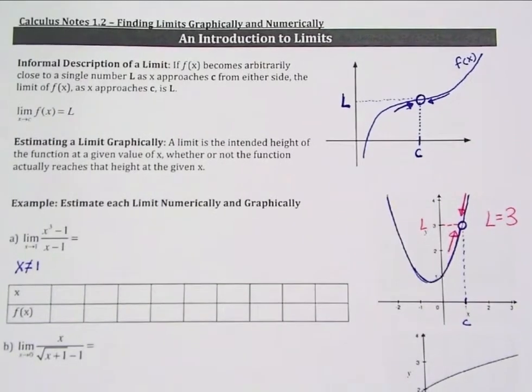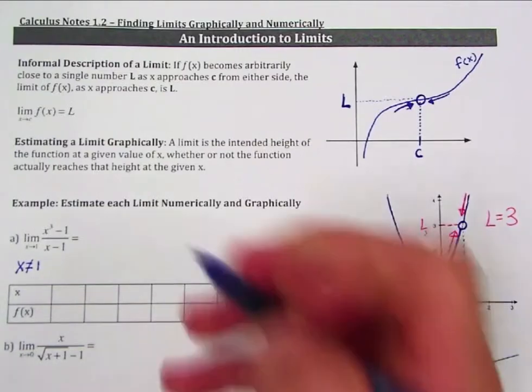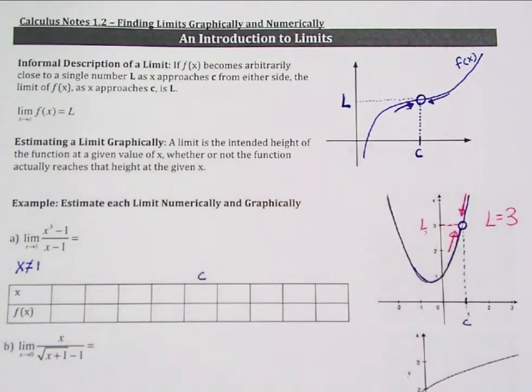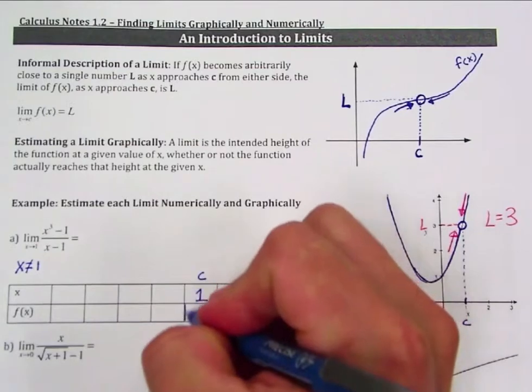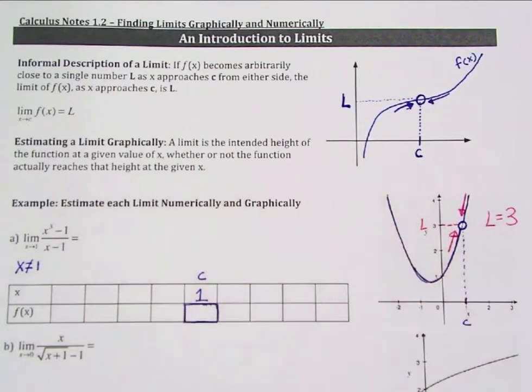So now we're going to try this numerically. And to do this, we're going to use a table of values, just like what we have here. Now, right in the center of the table, we're going to put our c value, which is 1. Now notice we can't actually find f of 1 because it doesn't exist. So we're not really going to worry about anything that goes in this box right here, for now.